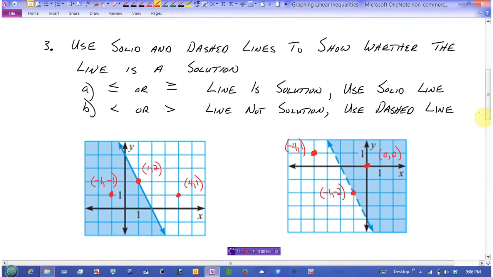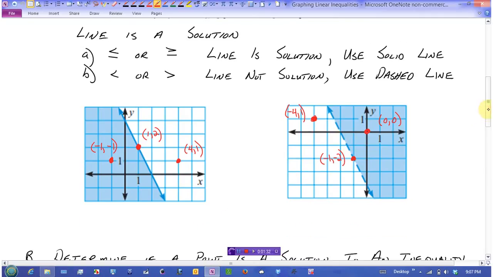Now, one of the things we're going to have to think about is how we show whether the inequality has an equal to sign in it. For here in A, we have a less than or equal to or greater than or equal to, so we do still have an equal to in the inequality. For those types of inequalities, we show them on the graph with a solid line for the actual line. The ones that have less than or greater than, without the equal to sign, are going to use a dashed line. And the dashed line means that any point that's on the line would actually not be a solution.